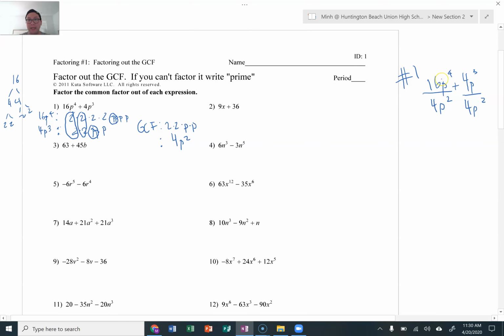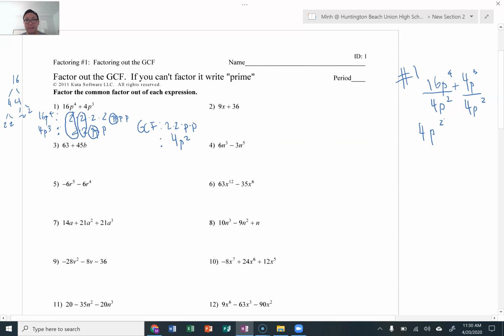So when I divide it, and if you remember the quotient rule in the exponents section, like probably 2 units ago, when you have the same variable on the numerator and the denominator, and you want to combine it into one, you're going to subtract the exponent. So 16 divided by 4, that's going to be 4. And then p to the fourth over p squared, well, I'm going to subtract it, so that's going to be p squared.